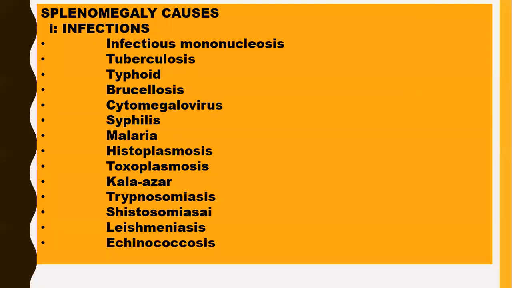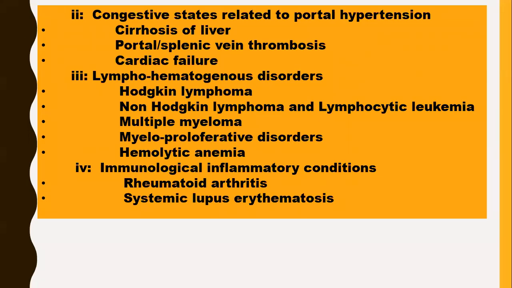Causes of splenomegaly. The main thing here is infections, multiple infections: infectious mononucleosis, tuberculosis, typhoid, brucellosis, cytomegalovirus, syphilis, malaria, histoplasmosis, toxoplasmosis, Kala-Azar, trypanosomiasis, schistosomiasis, leishmaniasis, echinococcus. So you can notice here that bacterial, viral, and parasitic infection all may cause splenomegaly. The congestive states which are related to portal hypertension, cirrhosis of liver, portal or splenic vein thrombosis, and cardiac failure.